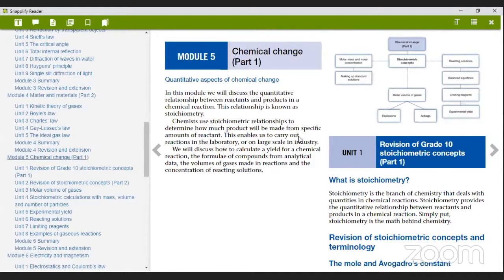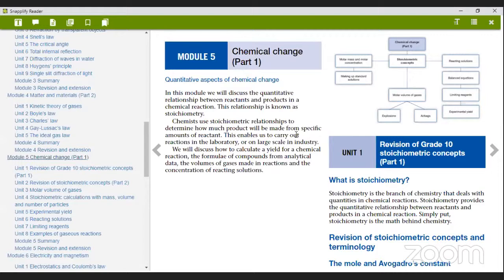In this module, we'll discuss quantitative relationships between reactants and products in chemical reactions. And in our case, this is what is known as stoichiometry. So basically, it's the maths of chemistry, like they mentioned. It's where you say 1 plus 3 is equal to 2 plus 2, and you sort of balance that out. So that is what we are going to be dealing with here: stoichiometric relationships to determine how much product will be made from a specific amount of reactants.